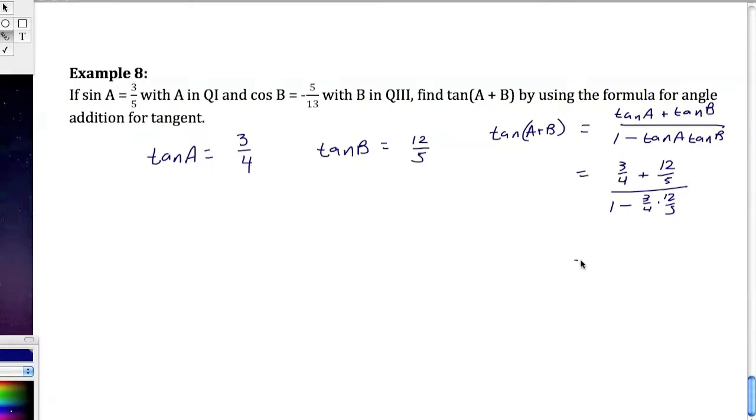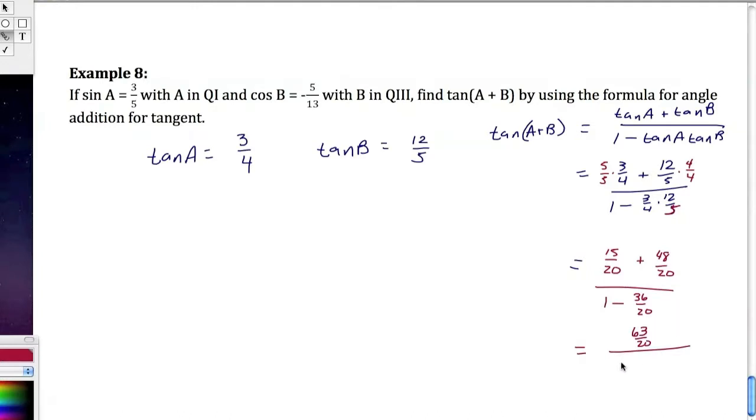So we've got to add the numerators. Well, let's see. We need a common denominator. It's going to be 20. And so what I'm going to do is I'm going to multiply this one by 5 over 5 to get 20. I'm going to multiply this one by 4 over 4 to get 20. So that's going to give us 15 over 20 plus 48 over 20 over 1 minus, now this is going to be 36 over 20. So 1 minus 36 over 20 is going to give us a negative number, but on top we're going to have 63 over 20.